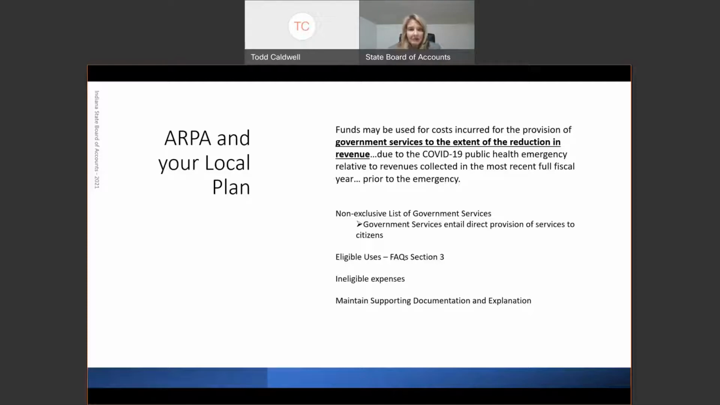Some things are ineligible per the interim final rule, things like transfers to the rainy day fund or costs for the issuance of debt. So you're going to want to familiarize yourself with those ineligible items as well. And they're discussed in the frequently asked questions too. You do want to maintain supporting documentation and explanation as to how your expenses related to government services meet the goals and definitions of the ARPA. And remember again that those lists that are provided are non-exclusive lists. So if you're going to provide services that are not on the list, that's okay. Just make sure that you have a detailed explanation of how it fits those goals.